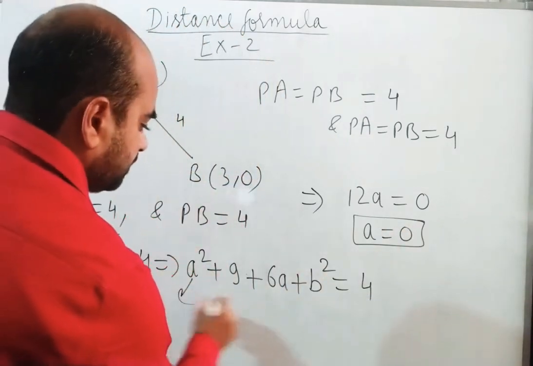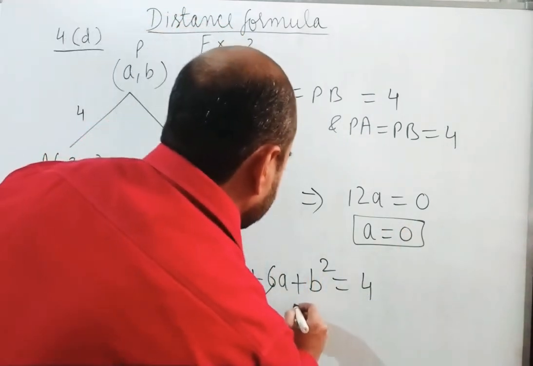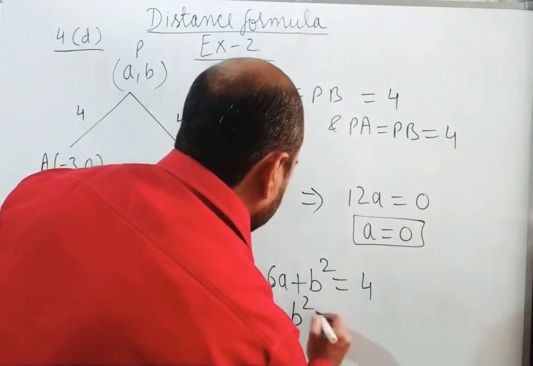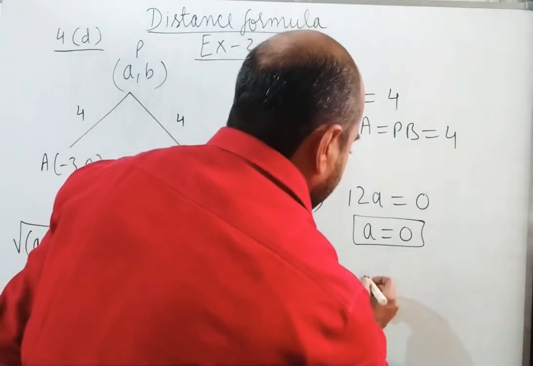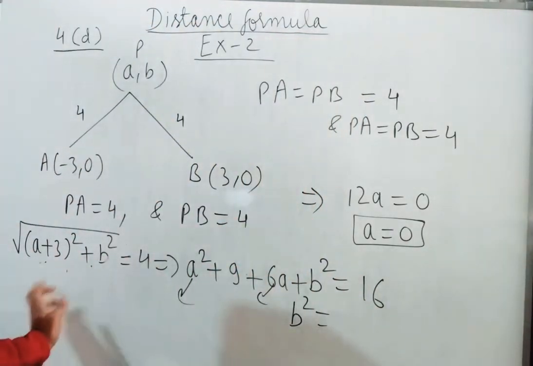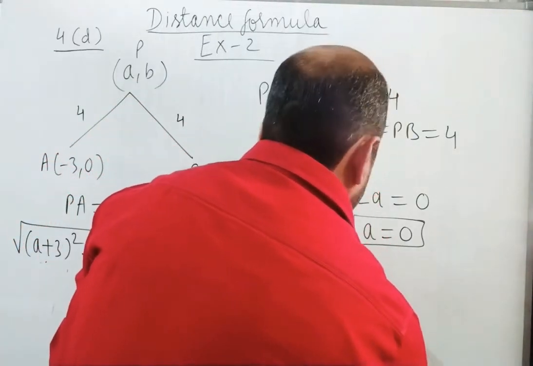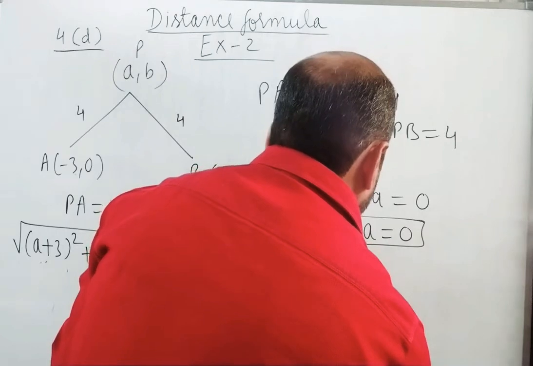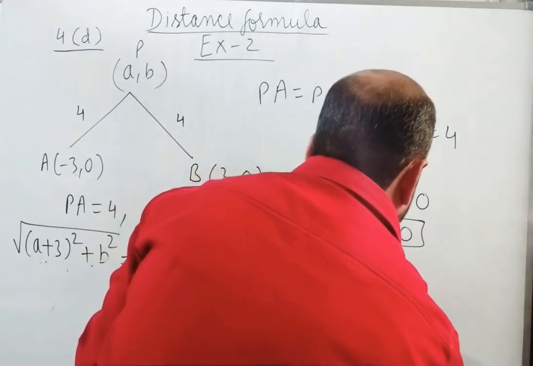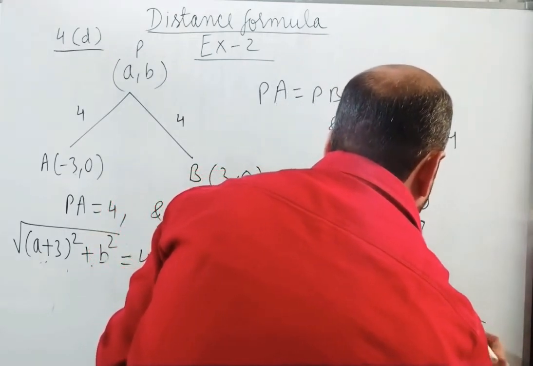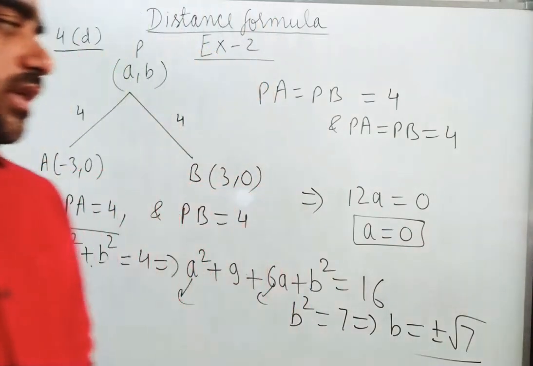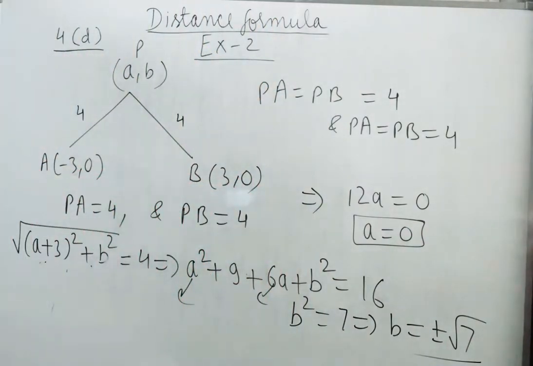A is 0. It means b square will be, and 4 square is 16. This is 4, squaring both sides. That will give 16. 16 minus 9, that is 7. It means b will be plus minus under root 7. Correct? It means a is 0 and b is plus minus under root 7. That is the answer. Correct?